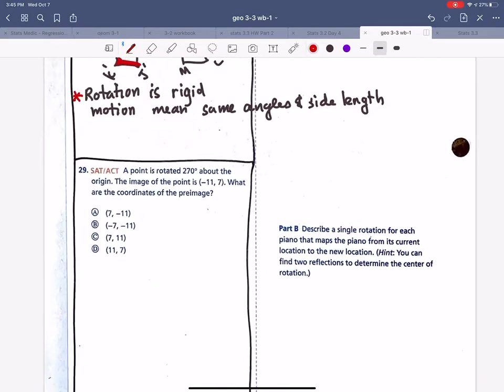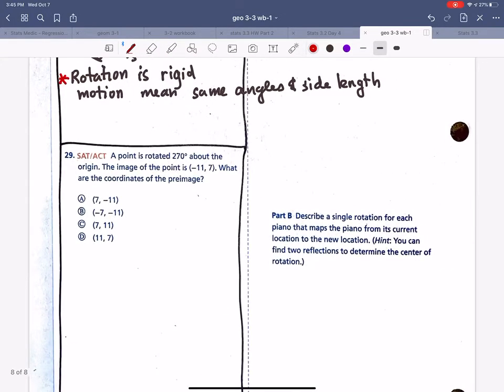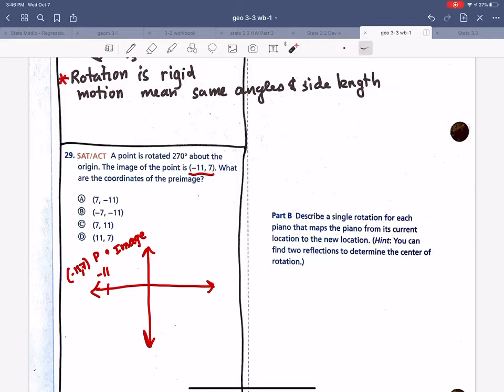Now, let's see. 29. A point is rotated 270 degrees. The image of the point is (-11, 7). So this one's going backward again. Somewhere there was a point and it was rotated, and after it rotated, it landed in (-11, 7). So here it is. Point, I'll call it point P, is at (-11, 7). And that's the image. So kind of working backwards, where was the pre-image?